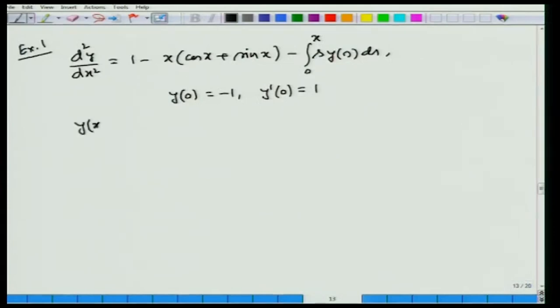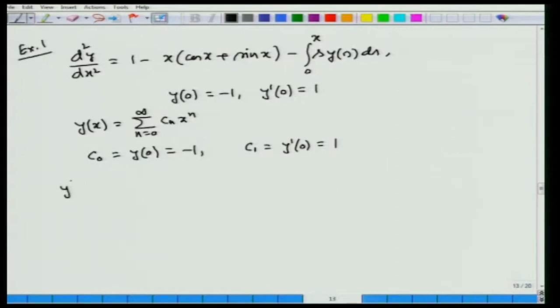So, we assume y(x) is equal to summation n running from 0 to infinity c n x to the power n. So, using the last two formulas we can easily find that c0 is equal to y(0), this is equal to minus 1, and c1 is equal to y dot(0), this is equal to 1. Now, as y(x) equal to this one, then we can write y double dot(x) equal to summation n running from 0 to infinity (n plus 2)(n plus 1) c n plus 2 x to the power n. In the previous result, we change the dummy variable n and the range of summation from 2 to infinity to 0 to infinity, and we get this particular expression.